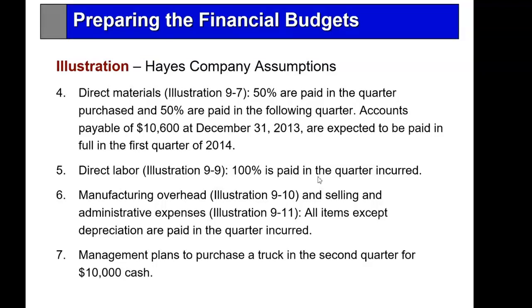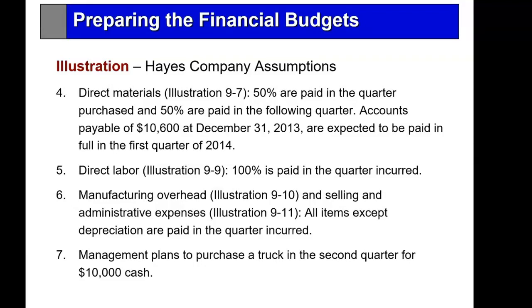Direct labor has to be paid 100% in the quarter incurred. Manufacturing overhead, selling, and admin all have to be paid. But be careful here, because in the manufacturing overhead budget, there's depreciation. And depreciation is not a cash outflow. It's just an estimate. It's not a cash flow. So you subtract that out of the manufacturing overhead. And the same with the selling and admin. You take the estimated expenses and subtract out depreciation to get the cash.